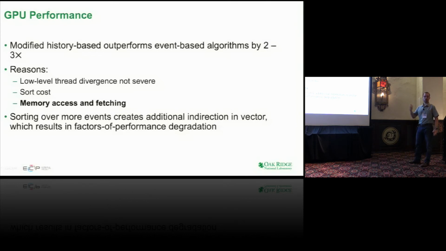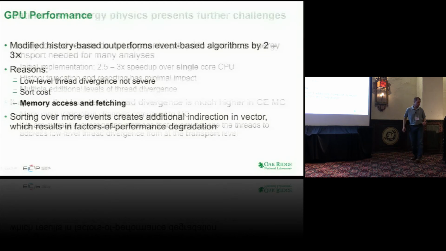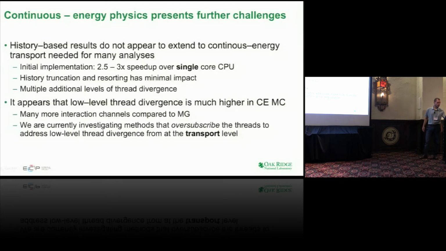Another big thing is that sorting ends up being a dominant cost. Doing these sorts all the time really overloads your performance. And then the big one is memory access and fetching: sorting over more events creates additional indirection in your vector. Being able to do memory prefetches that are warp local is where we're seeing a lot of the performance come from. I wish I had more numbers to put to that, but I don't right now. Second to last slide.